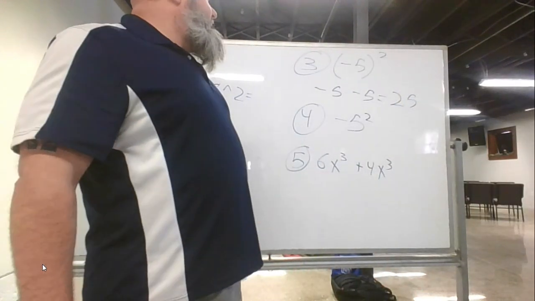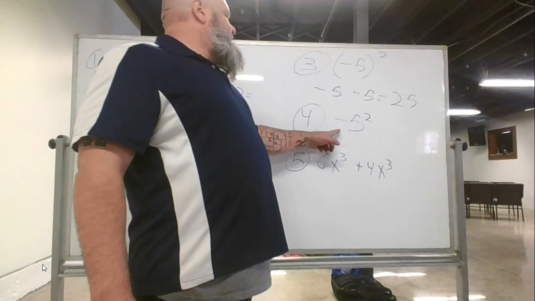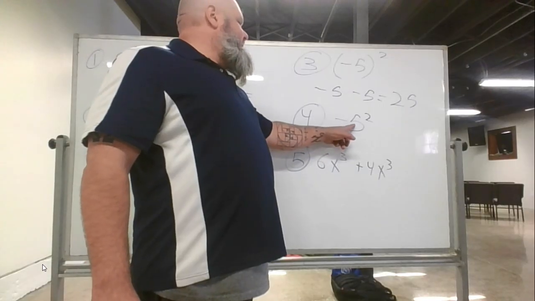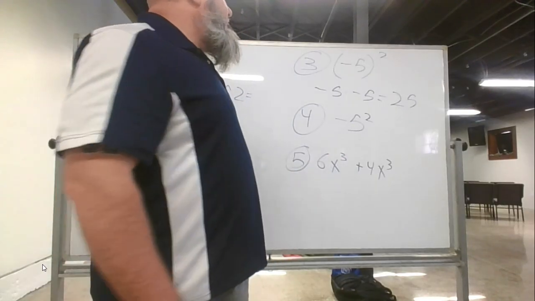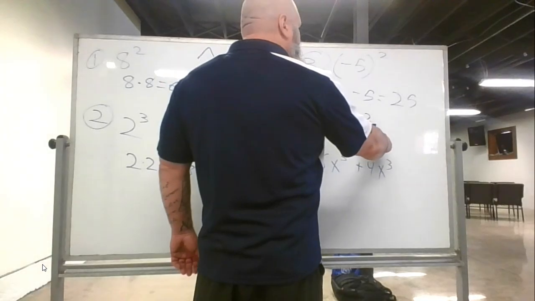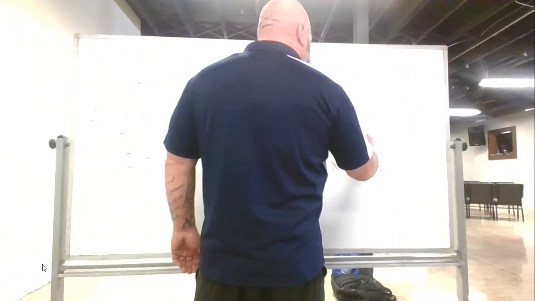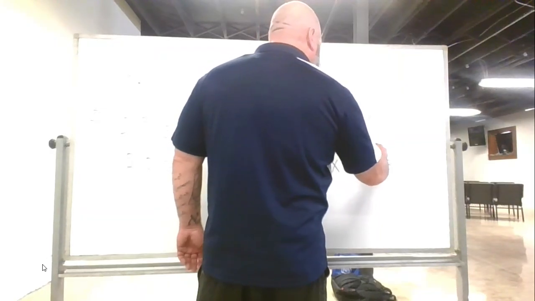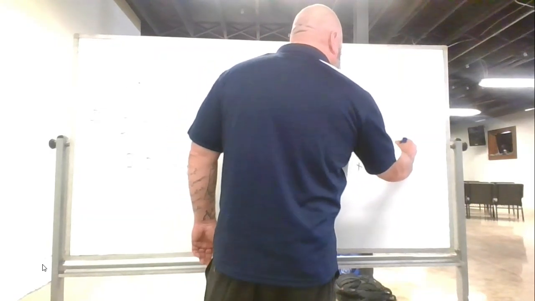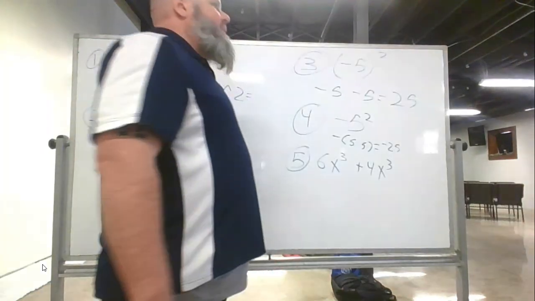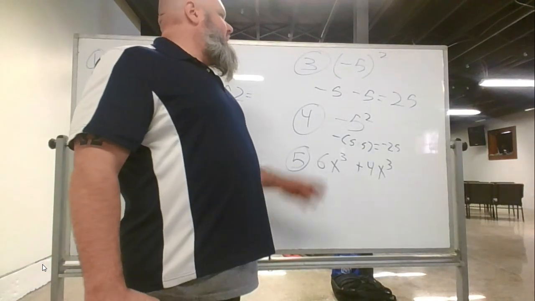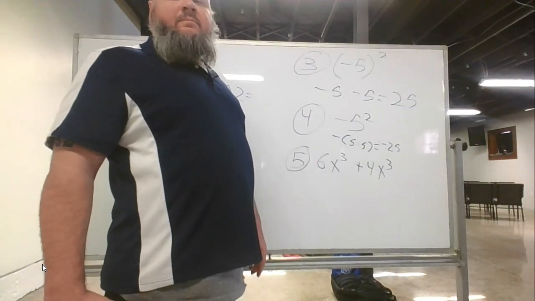Now, if you look at number 4, the negative is not tied to any parentheses or anything. So what this means is you do 5 squared, then make it negative. So it's negative 5 times 5, which gives you a negative 25. Be very careful in your calculator using parentheses when necessary.